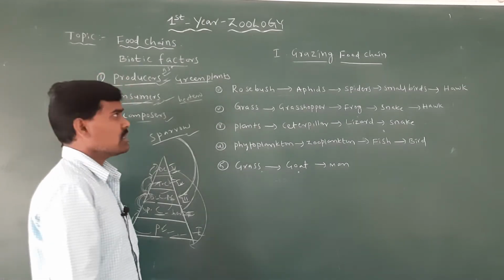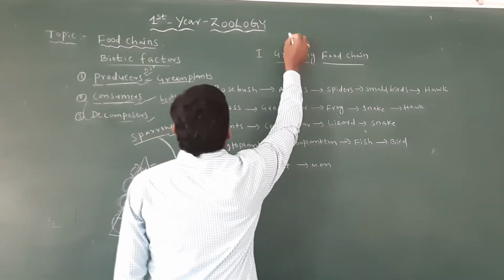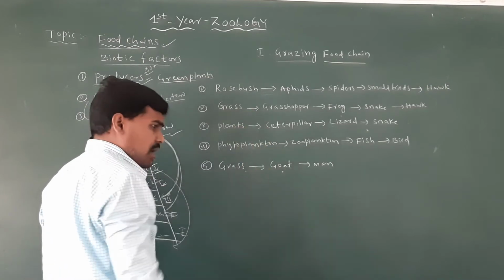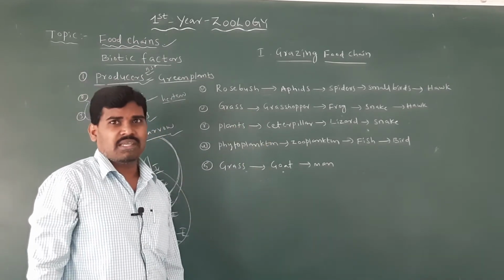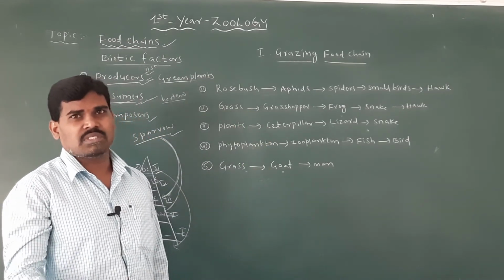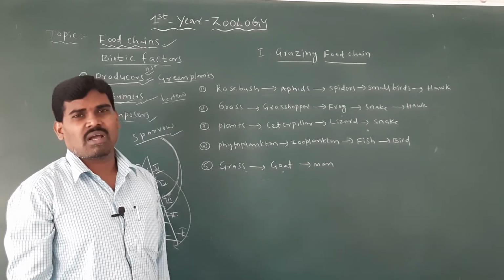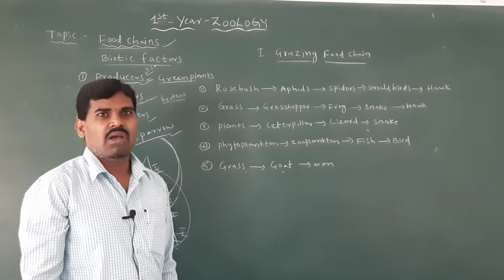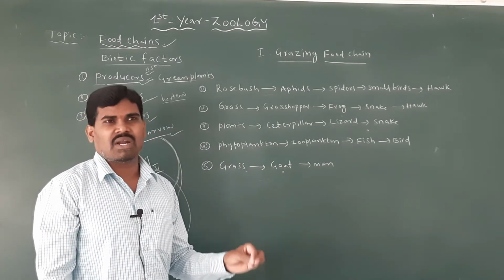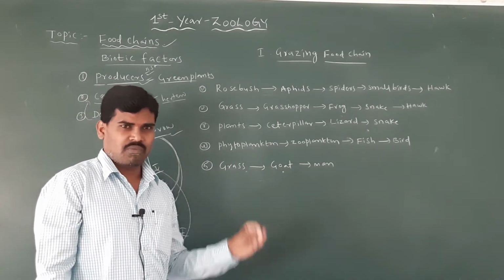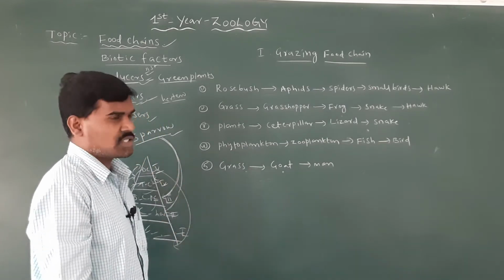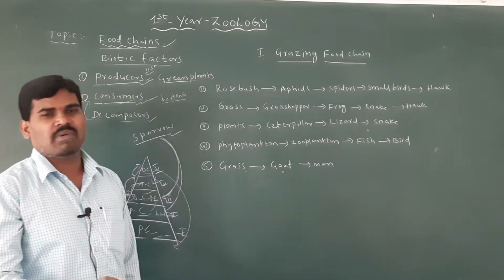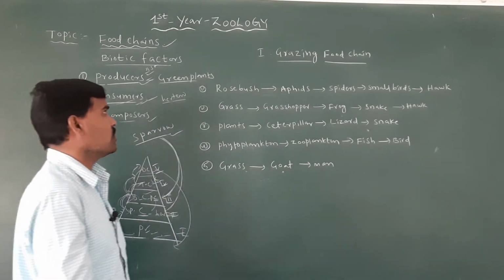The food chain. First of all, what is the food chain? The food energy transforms from one trophic level to another trophic level, from the first trophic level to the last trophic level. One by one in the ecosystem, the food energy passes from the first trophic level to the last.